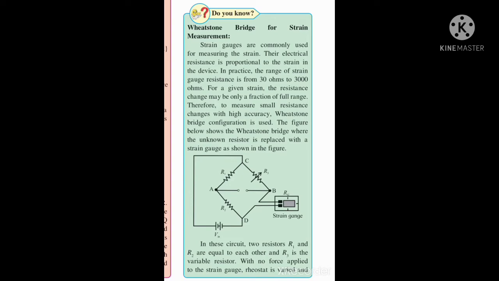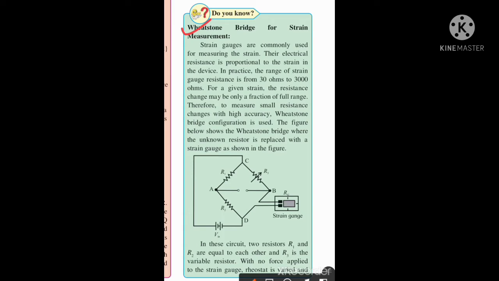So our point is Wheatstone's bridge for strain measurement. That is, for the measurement of strain, we use Wheatstone's bridge. How we use it is studied in this point. Strain gauges are commonly used for measuring the strain. That is, for the measurement of strain, generally strain gauges are used.